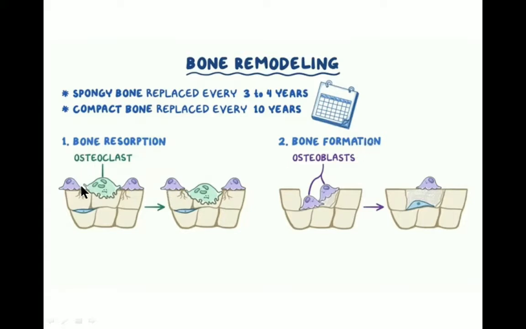There are certain cells in our bones which are called osteoclasts. The main function of the osteoclast is bone resorption. The breaking down of the bone takes place by the osteoclast cells, whereas the formation of bones takes place by the osteoblast cells.